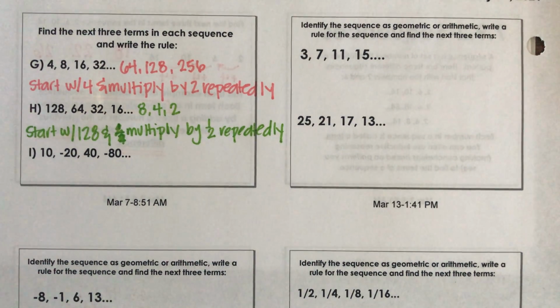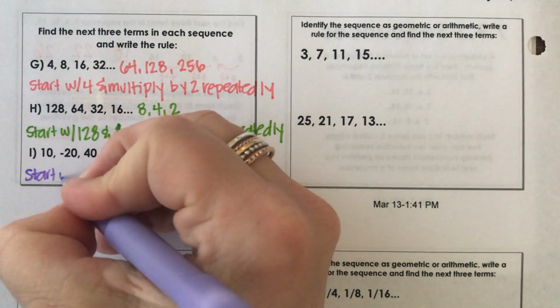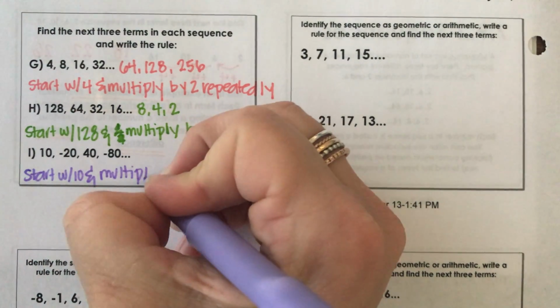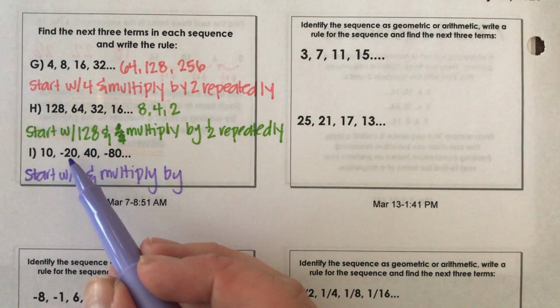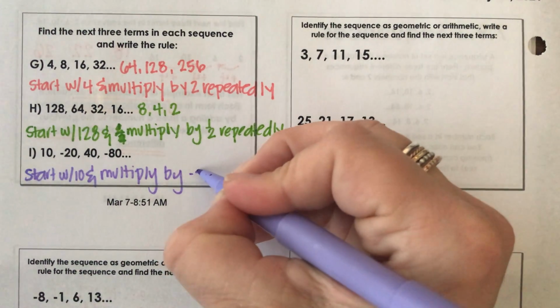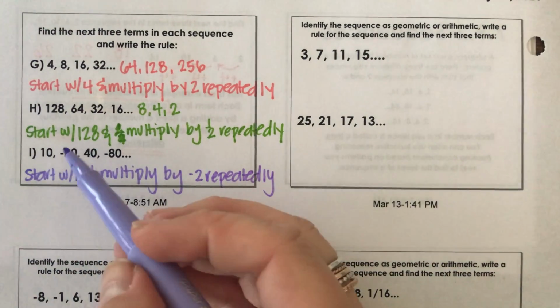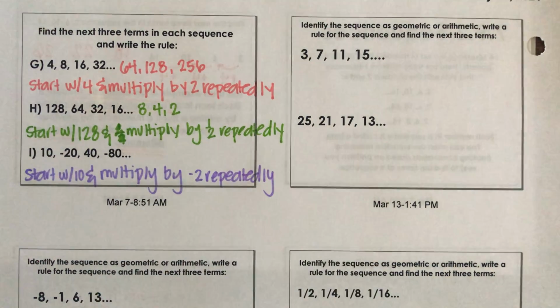And then the last scenario that we have to talk about is when it's switching back and forth from positive to negative. So start with 10 and multiply by, okay, so 10, it's not times 2, right? And this, it's times what? -2 repeatedly. Because 10 times -2 is -20, times -2 is +40, times -2 is -80.